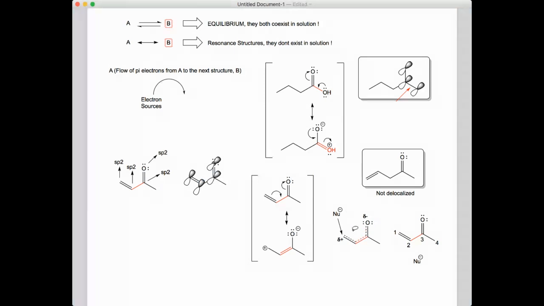And that leads also to an electron deficiency here in this carbon and an electron rich area on the oxygen. Based on this, I can predict that if I add something negatively charged, that something negatively charged is going to add to carbon number one because it's the carbon that is electron deficient, because that is the real electronic structure of such a molecule.